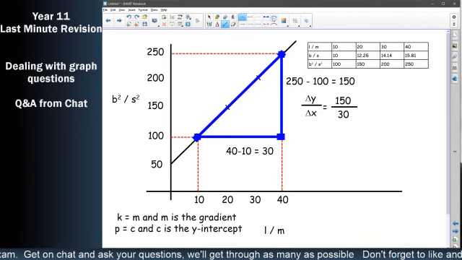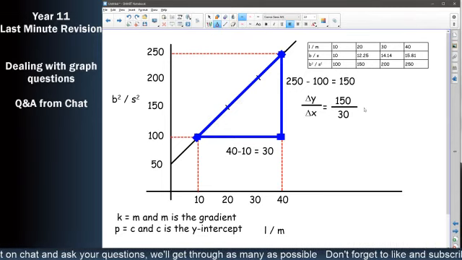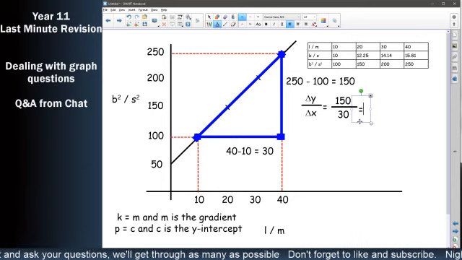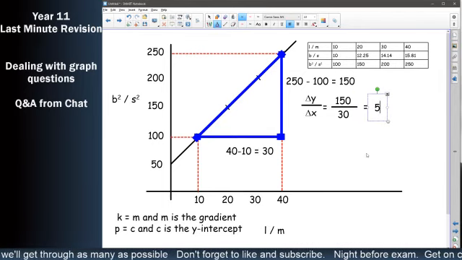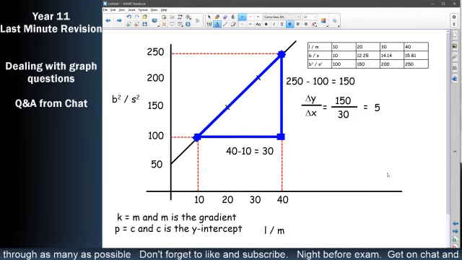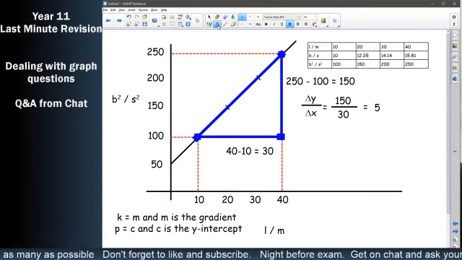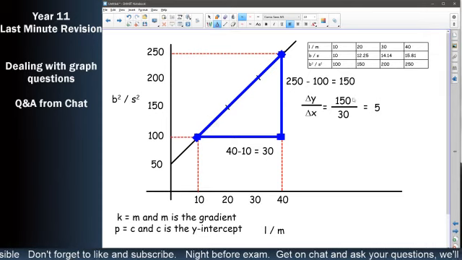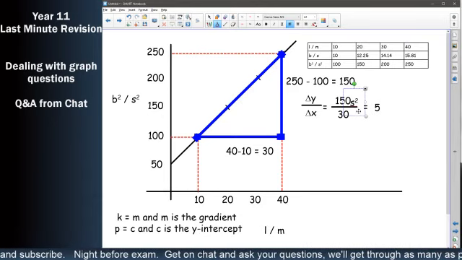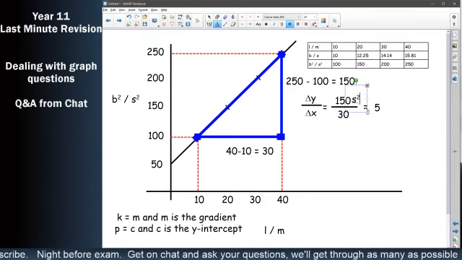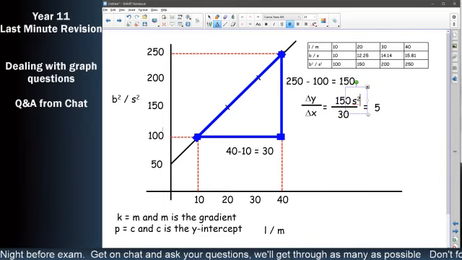And then we just evaluate that. Pop that into your calculator. I know it's straightforward to do, but in an exam, get your calculator out and make sure that it's straightforward. 150 divided by 30 is going to give me 5. And that's only part of the story, because if I'm an evil examiner, then what I want is to get the unit of this. So delta y is 150, but it's not really 150, it's 150 seconds squared. Because it goes from 100 seconds squared up to 250 seconds squared.